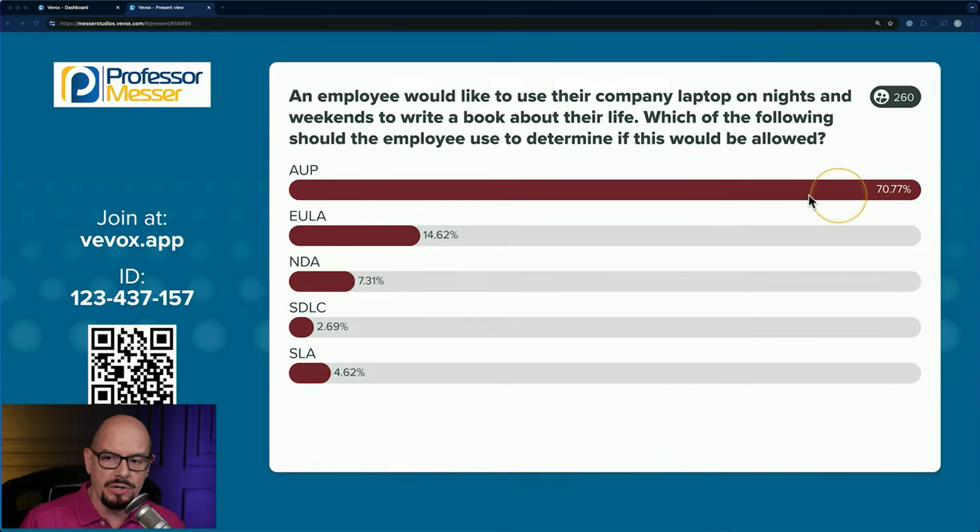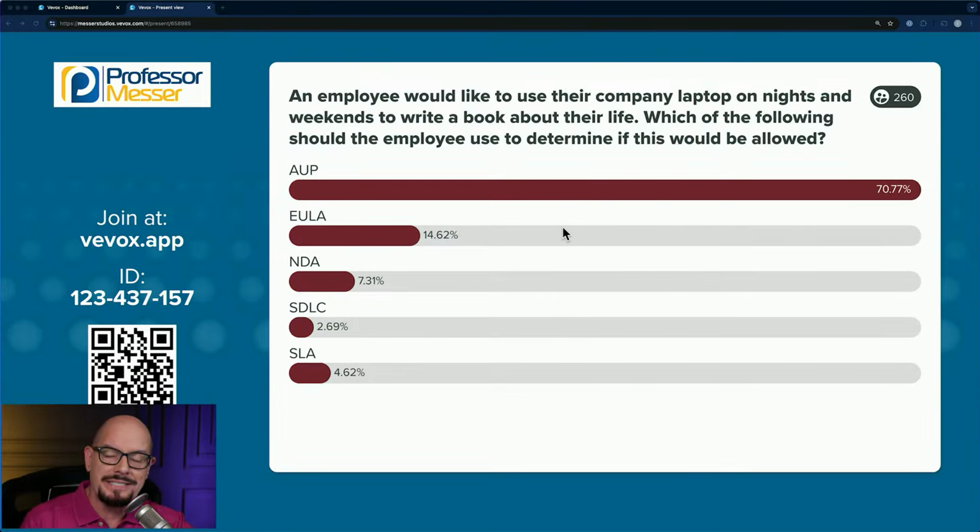70% of you, pretty strong showing, say the answer is AUP. We have 14% though that say the answer is EULA. 7% say NDA. 4% say SLA. And 2% say SDLC. So this is a question where we really want to know more about these abbreviations, because I think that's going to be the real hook in all of this and understanding what the differences are.